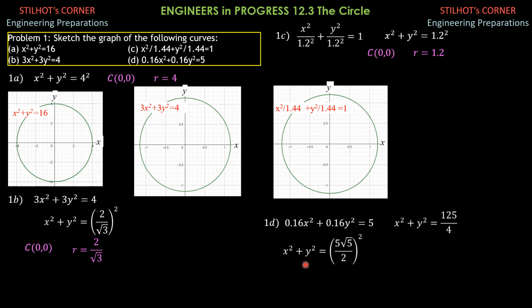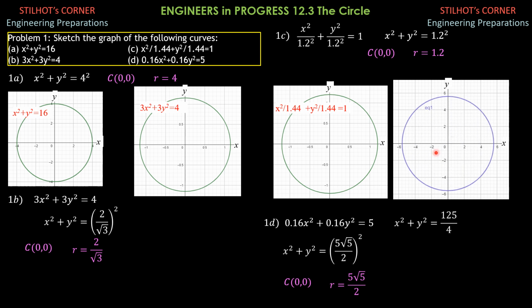So that means the center is at the origin and the radius is 5 square root of 5 over 2, and that's about 5 point something. Use your calculator. The sketch of the graph will be as shown. So this is the circle, radius is 5 point something. That's 5 square root of 5 over 2. You just convert that to decimals and locate the 4 points, connect the 4 points with a smooth curve, center at the origin. So that's the graph of 0.16 x squared plus 0.16 y squared equals 5, which is also a circle. So that's it for this video.